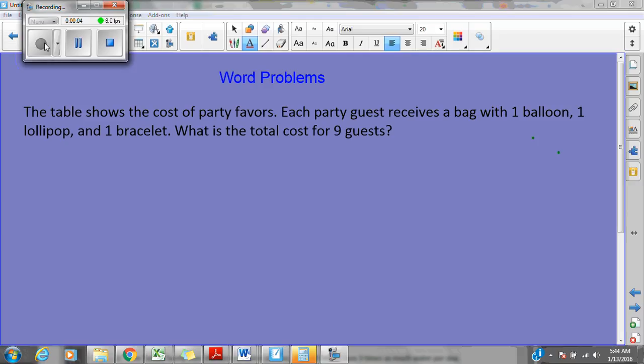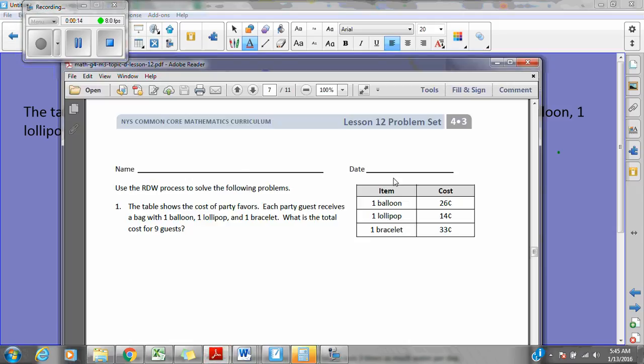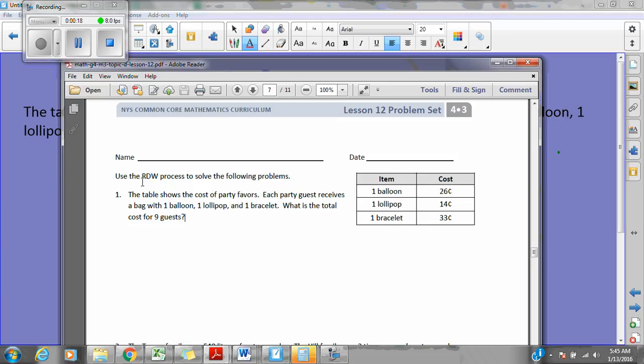Word problems. Your job today is to solve a few word problems. This is actually number 1 on your workload today. So, we're going to look at it and we're going to use our problem solving steps, including the RDW, that means read, draw, and then write something process. That is included in our problem solving strategies. So the first thing we're going to do is actually read the problem.